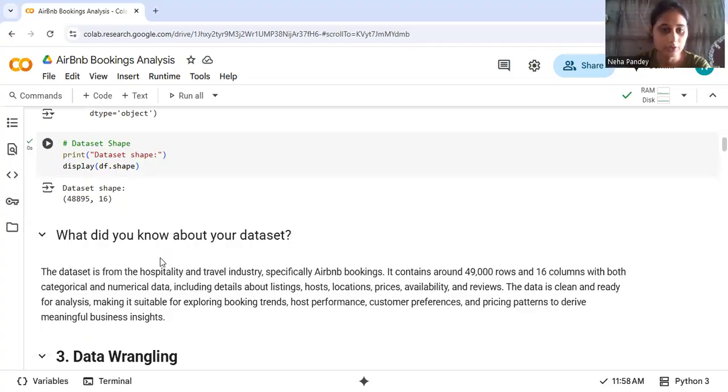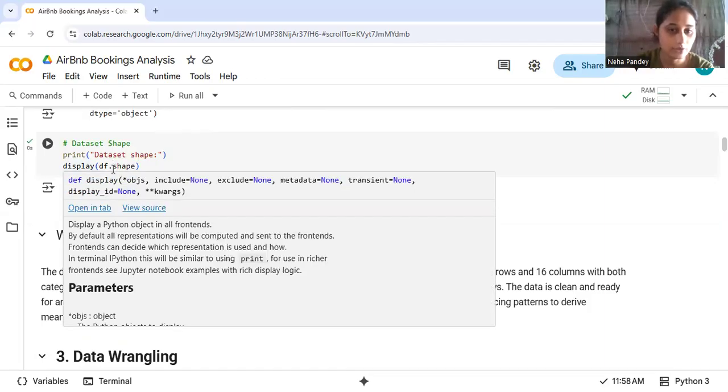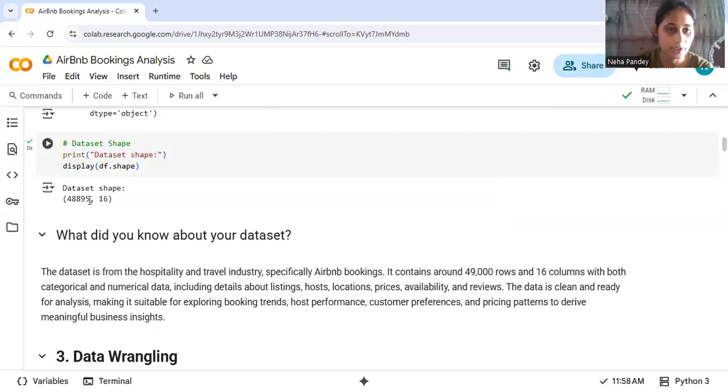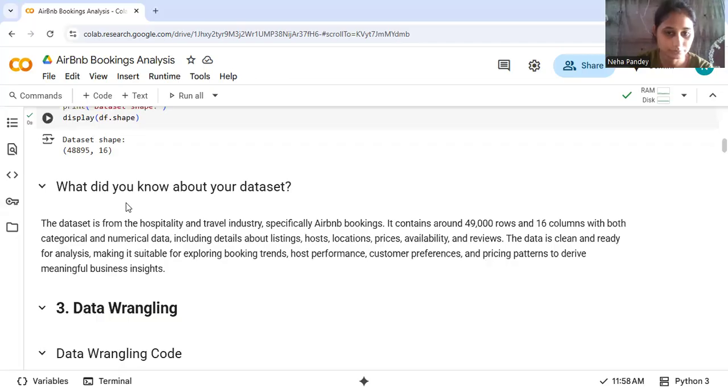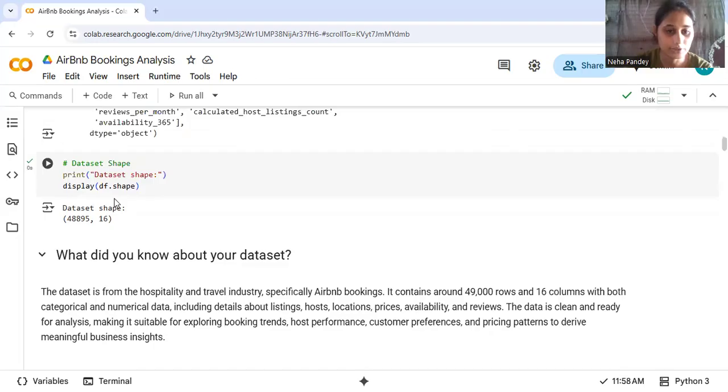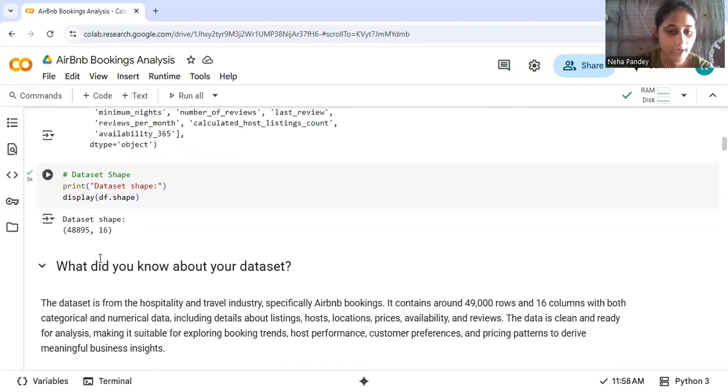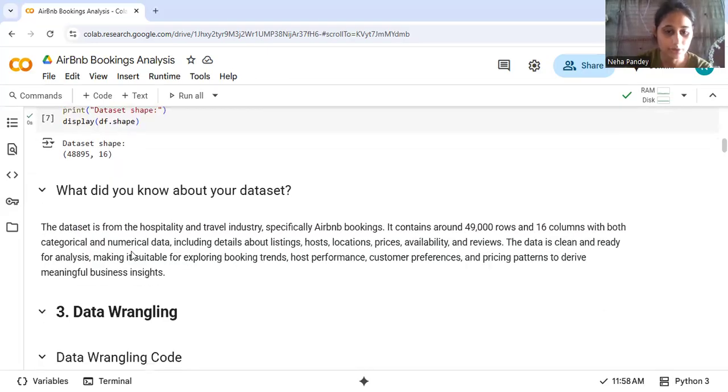Dataset shape. Now let's check the dataset shape. The dataset contains 48,895 rows and 16 columns. Each row represents one Airbnb listing. That means we have almost 50,000 records to analyze, which provides enough data to identify patterns, trends, and insights.